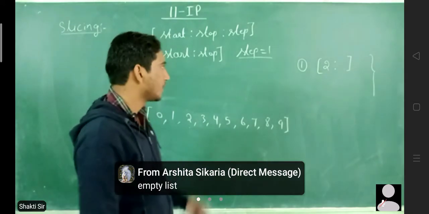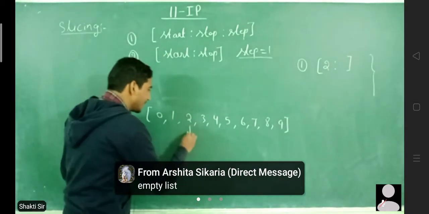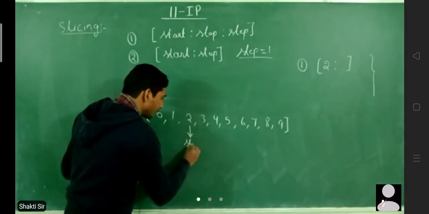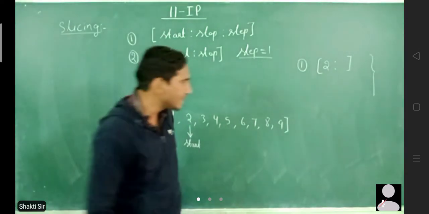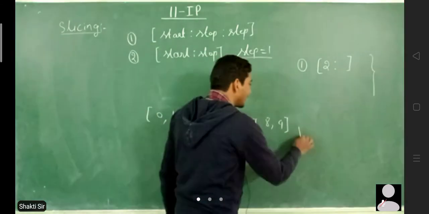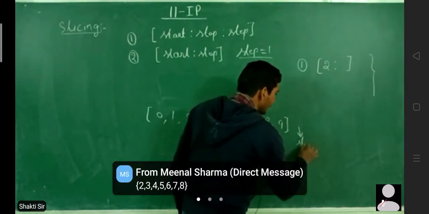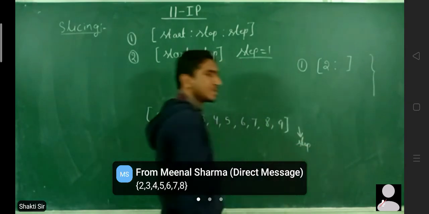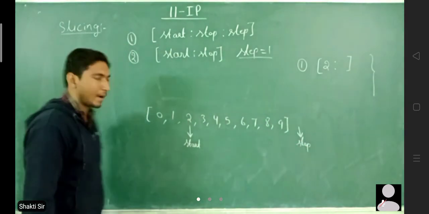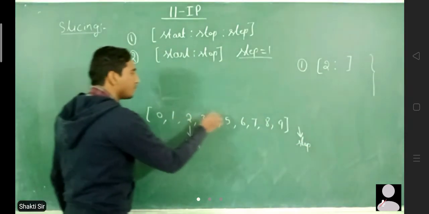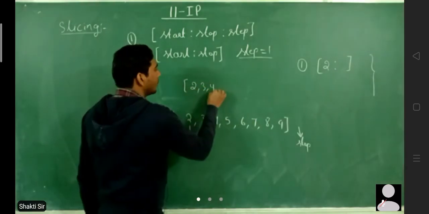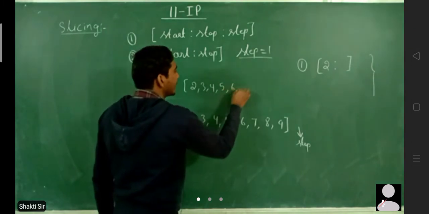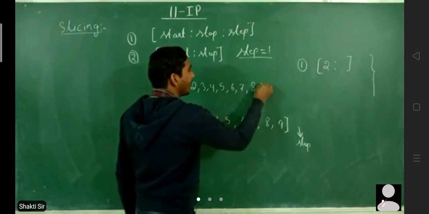Let us see. So basically this is my start value and I have not passed any stop value. So our stop will be considered somewhere here. So my answer will be 2, 3, 4, 5, 6, 7, 8 and 9.